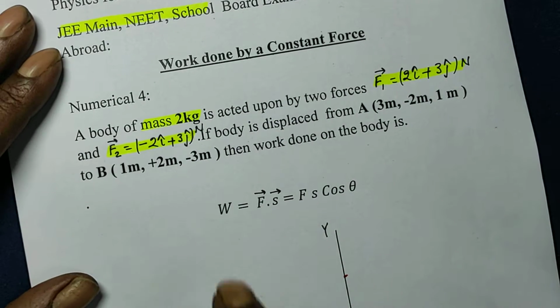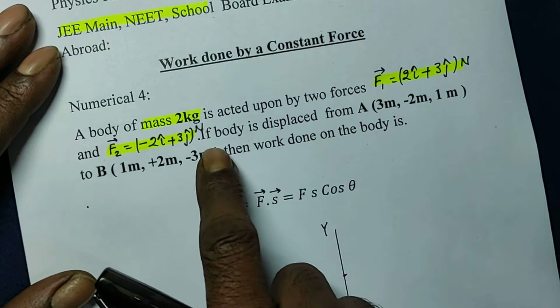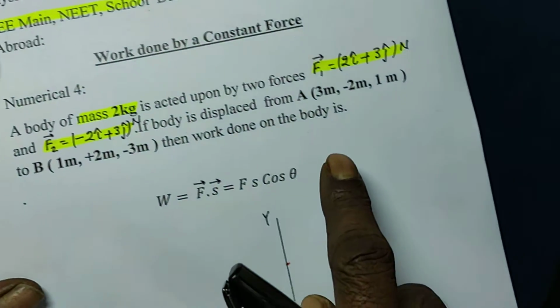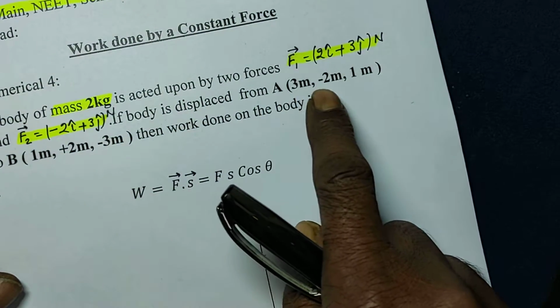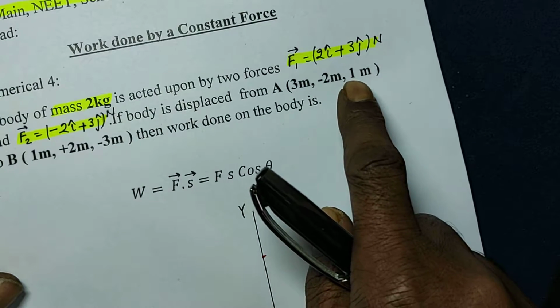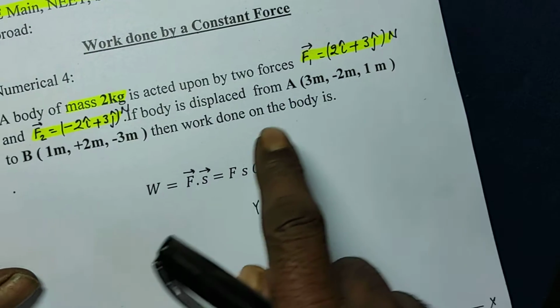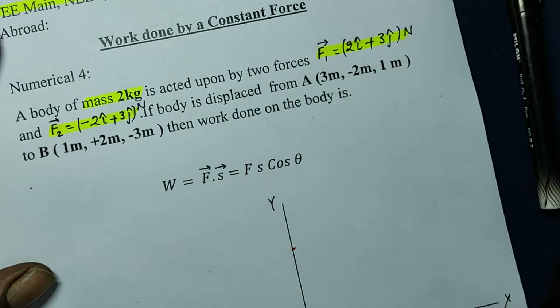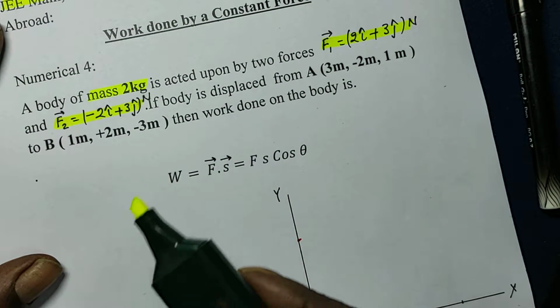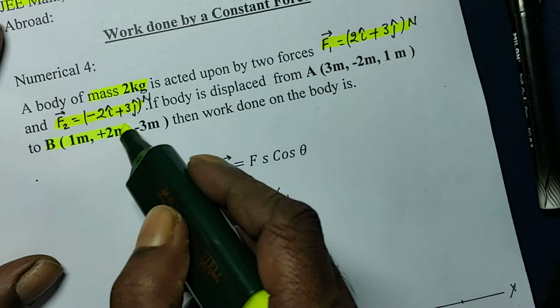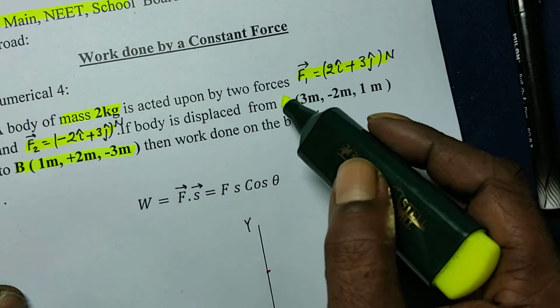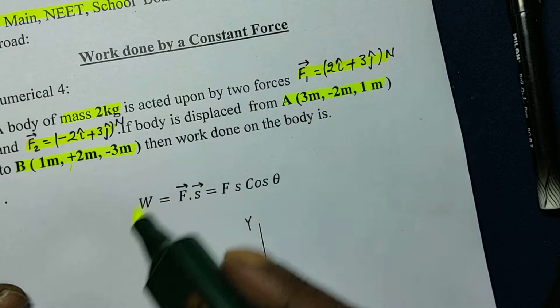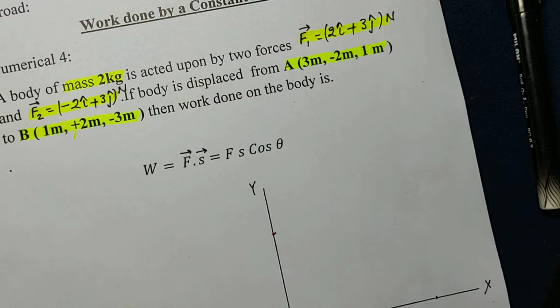Now, under the combination of these two forces, the body is displaced from position A equal to 3 meter i cap minus 2 meter j cap plus 1 meter k cap, to position B equal to 1 meter i cap plus 2 meter j cap minus 3 meter k cap. This is the initial position, this is the final position. Then what is the work done?